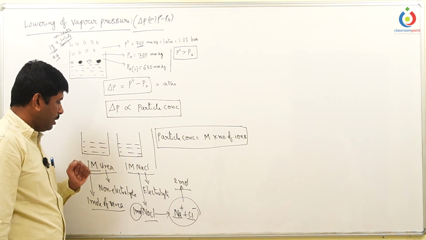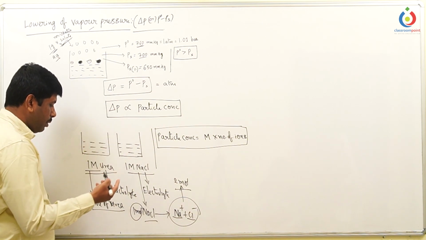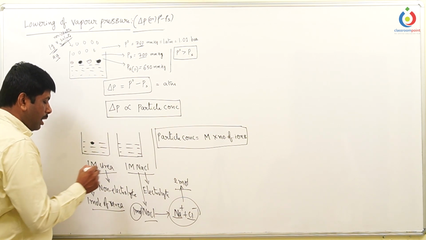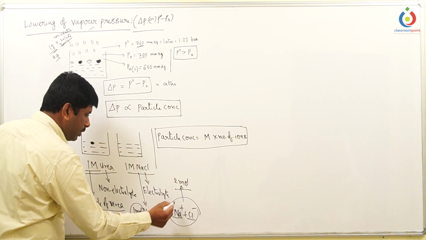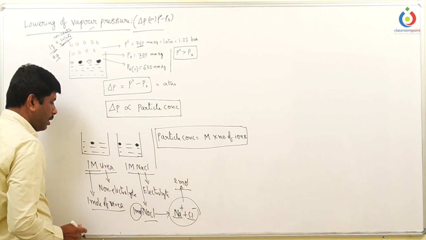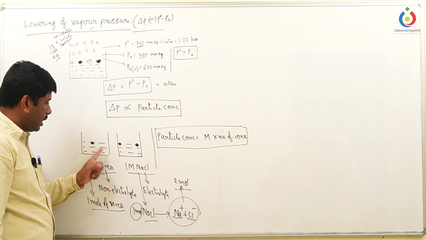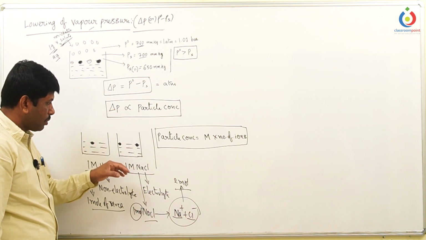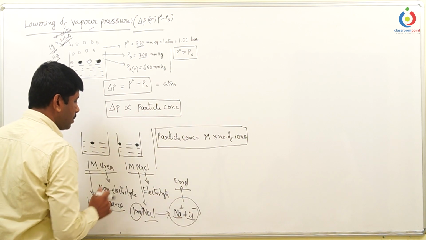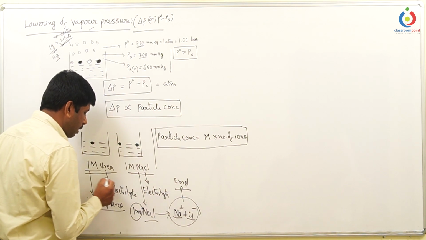Now, between these two, 1 mole of urea gives only 1 mole of urea particles. Here NaCl, 1 mole gives 2 moles of particles, so 2 particles are occupying the places. So the number of solute particles is more in the second case compared to the first case. That's why vaporization is less, vapor pressure is also less, and the difference value increases. That's why the lowering of vapor pressure is directly proportional to concentration. So the lowering of vapor pressure is higher for NaCl compared to urea.